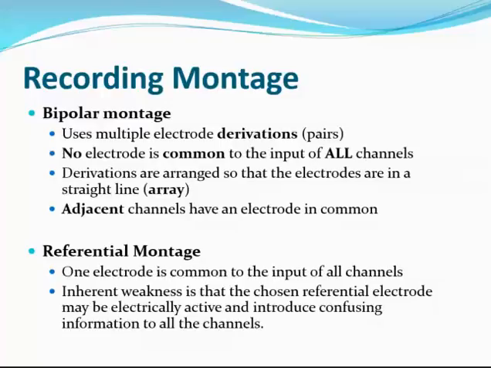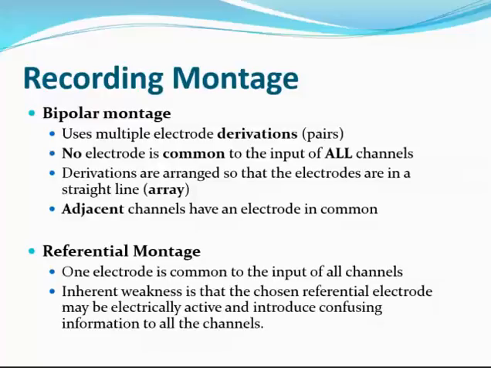And in the referential montage, you have one electrode that is common to the input of all channels. For example, you might have one electrode at A1, the auricular or earlobe, and an A2, the earlobe on the right. We can reference all the electrodes on the left side to the left ear, and reference the right hemisphere electrodes to the right ear. Or we can have Fz and reference everything to Fz, and that is the one electrode that is common to the input of all channels.